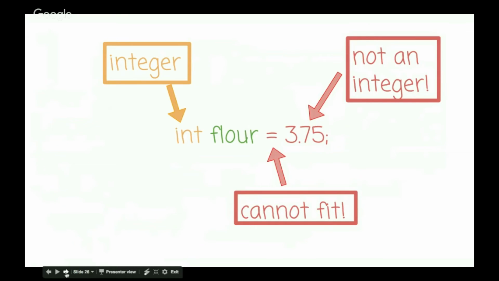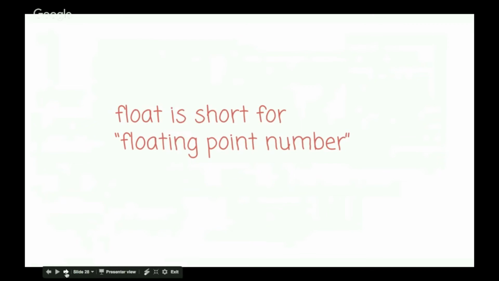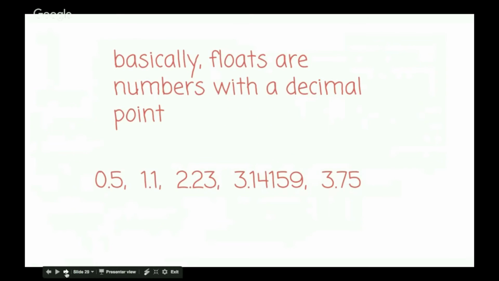What does work is, as you can already see, float. What does float mean? Float is short for floating point number. The key here is point. Floats have decimal points and numbers after the decimal point. So, for example, 0.5 is a float, 2.23 is a float, 3.14159 is a float, etc.